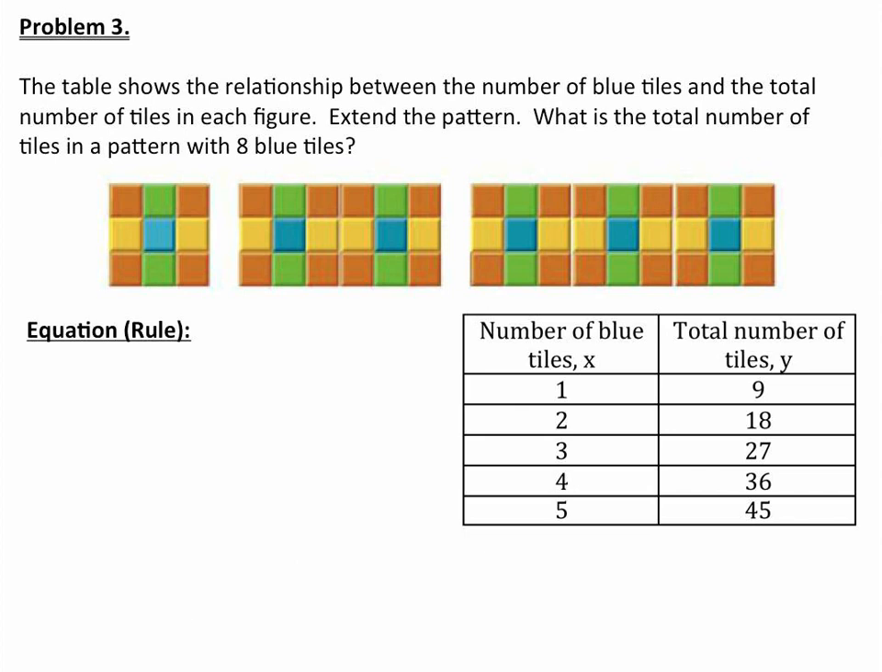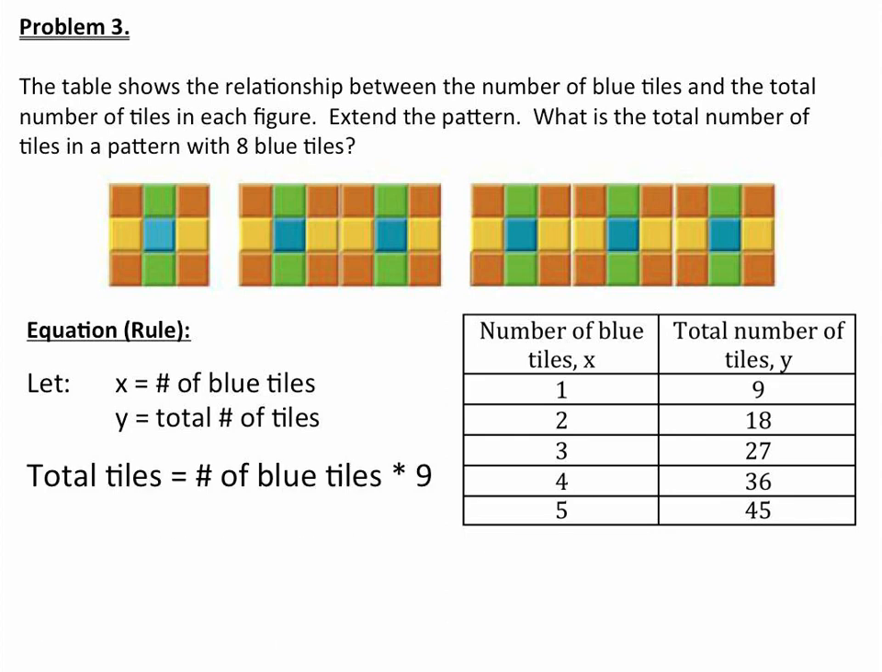So my rule or equation, if I just go right from the table, all right, let's take a look. If x is the number of blue tiles and y is the total number of tiles, well, then the total number of tiles equals the number of blue tiles times 9. 1 times 9 is 9. 2 times 9 is 18. 3 times 9 is 27, and continue. Okay, so from the table, we were able to write an equation. Okay, if we want to abbreviate that equation, y equals 9x. y is the total number of tiles, x is the number of blue tiles.